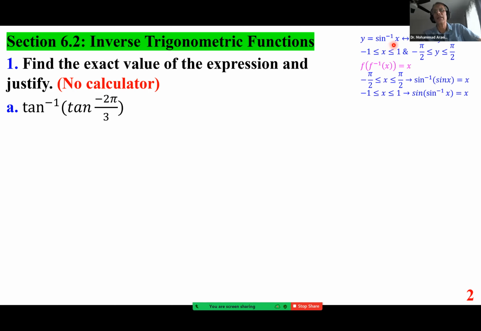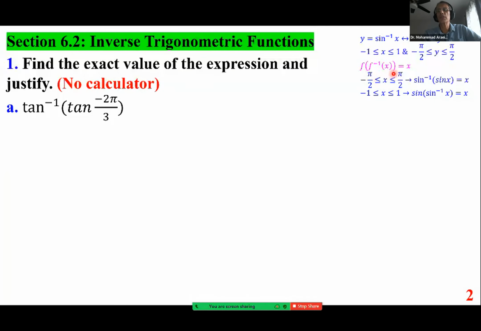Y equals sine inverse x. X is sine y, where x is between -1 and 1, and y is between negative pi over 2 and pi over 2. Remember, we had to restrict the domain of every trigonometric function to make it a one-to-one function. Otherwise, none of them is. This was the restriction we put on sine, and it now becomes the range for its inverse.